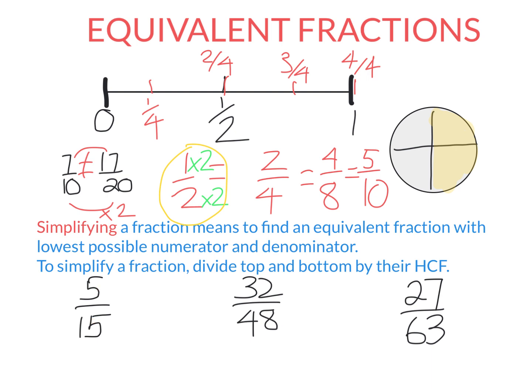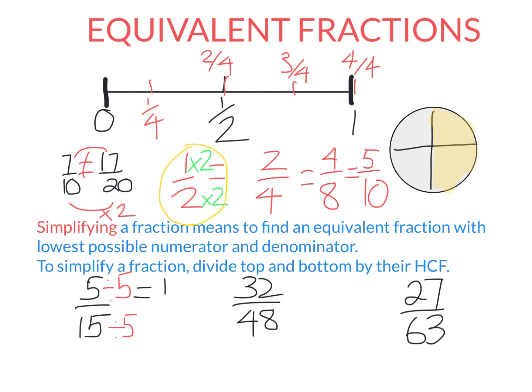So let's look at 5 over 15. I want to find a fraction that's equivalent to 5 over 15, but has a lower numerator and denominator. How I do that is, I divide top and bottom by their highest common factor. Now the highest number that goes into 5 and 15 is 5. So I'm going to divide the top by 5. What you do to the top, though, you must do to the bottom.